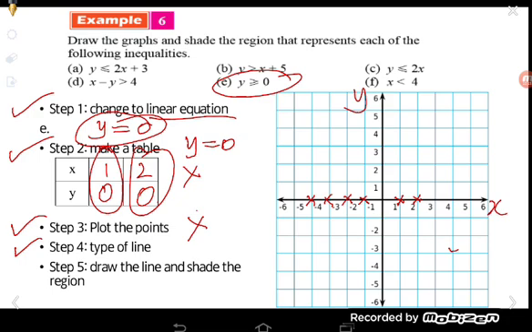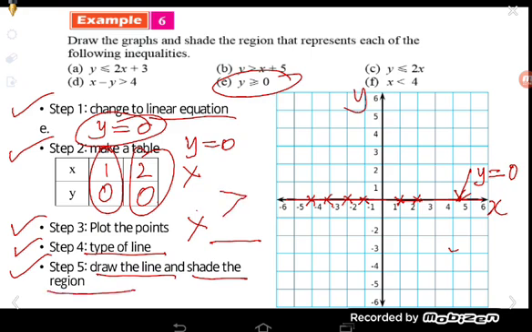But you have to check the type of line. Type of line will be solid line. So the solid line will be where? Yes, it will be on the x-axis. This is called y equal 0. So you have drawn it. Shade the region. Look at here. More. So more will be over here. Okay.